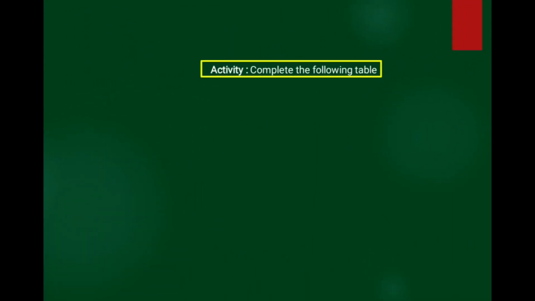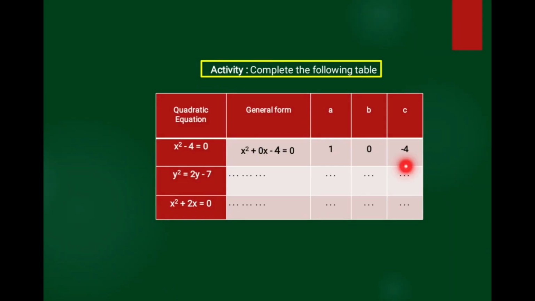So we discuss an activity. With the help of this activity, we will clear the concept of quadratic equation. So see, quadratic equations are given in the first column. In the second column we have to write its general form, and in the third, fourth, fifth columns we have to write the values of the real numbers a, b, c.